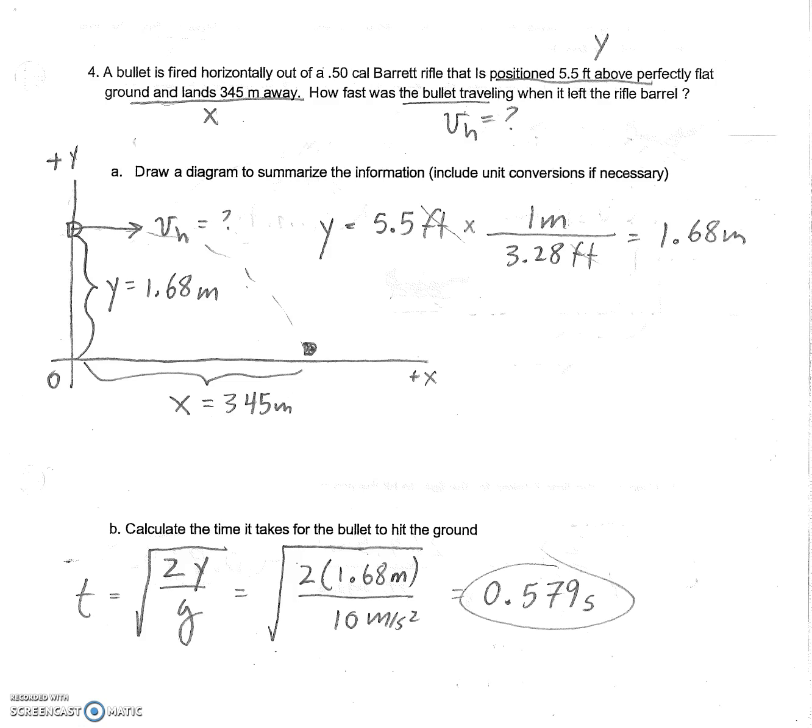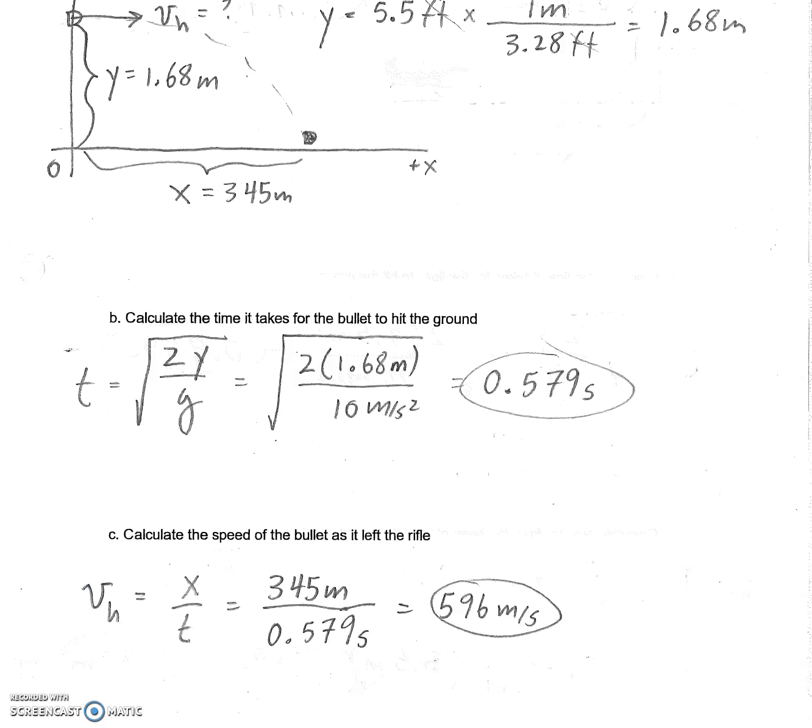And we're trying to find the horizontal velocity. Since we're given the vertical distance, we can use time equals the square root of 2 dy over g, or 2y over g. So we'll plug in 1.68 for our vertical distance, or our y value. We'll plug in 10 meters per second squared for our g value, and we get 0.579 seconds.